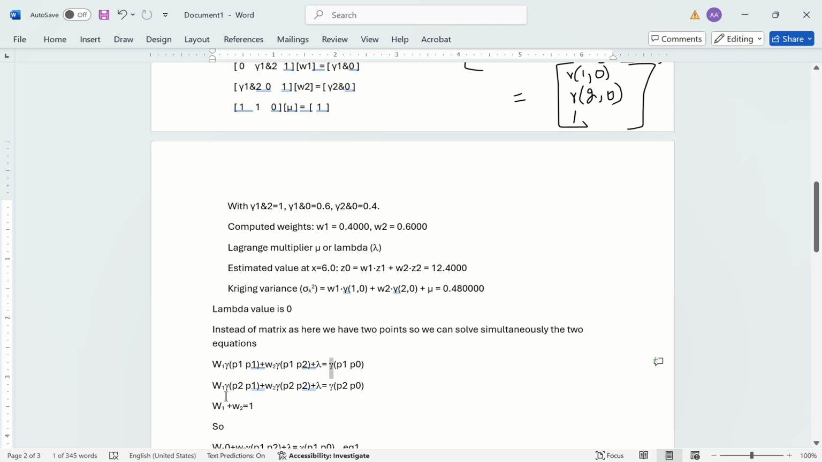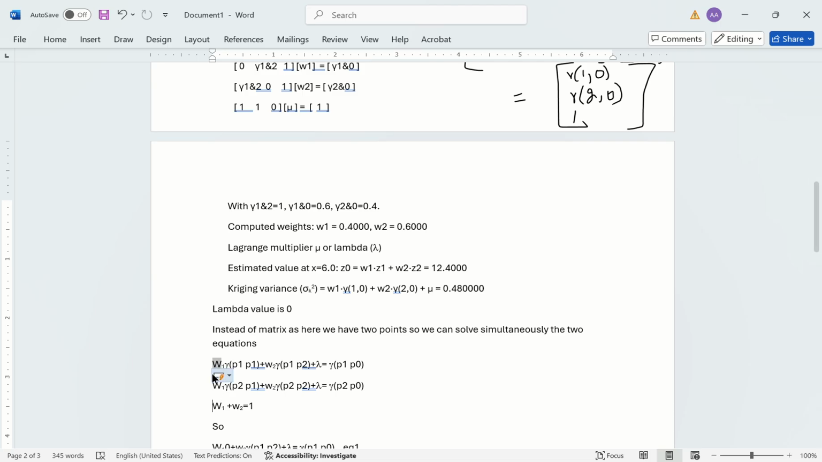Similarly, another equation, as we have only 2 points, then we will have 2 equations of this form. Then W1 gamma point 2, point 1, W2 gamma point 2, point 2. If we had another point, plus W3 gamma point 2, point 3. If we had another point, plus W4 gamma point 2, point 4, and so on, plus lambda equals gamma of point 2, point 0.